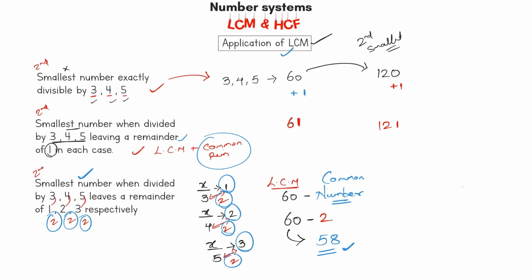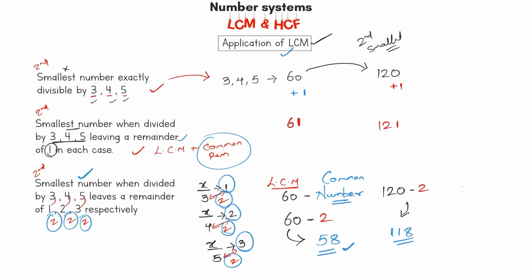Again, I need the second smallest number which, when divided by 3, 4, 5, leaves a remainder of 1, 2, 3 respectively. So what will you do here? First you will write the second smallest number, 120, and then you will subtract the common difference from this. What is the common difference here? 2. 120 minus 2, the answer is 118, that is the second smallest number, and that's how you can find this out. How can I further complicate this?